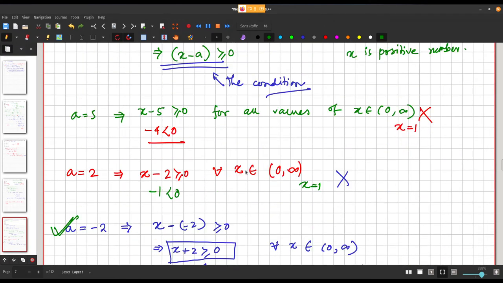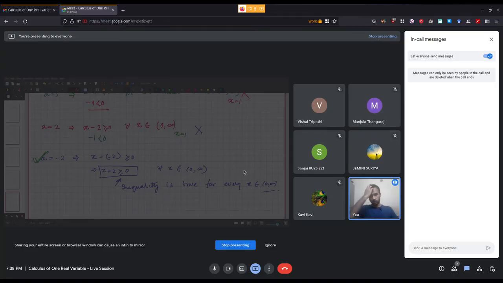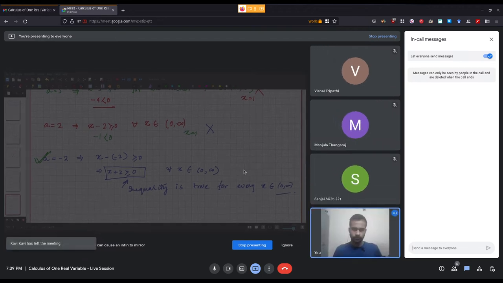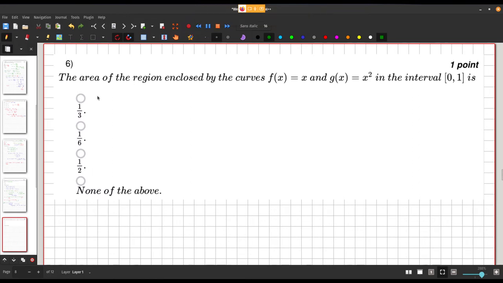Okay, so now if you have any doubt for this problem, please let me know. Otherwise, I'll move to the problem number 6. Okay, so I don't think there are any questions. So let us move to the problem number 6.